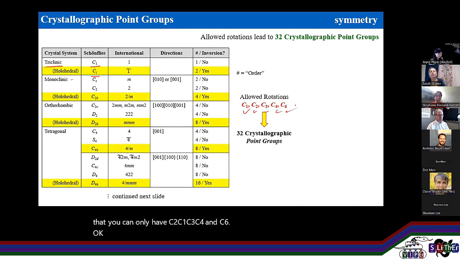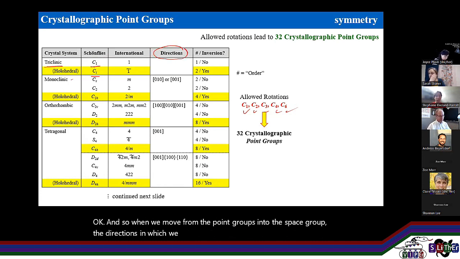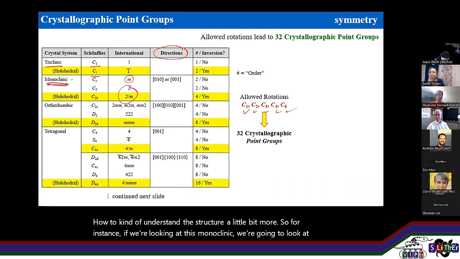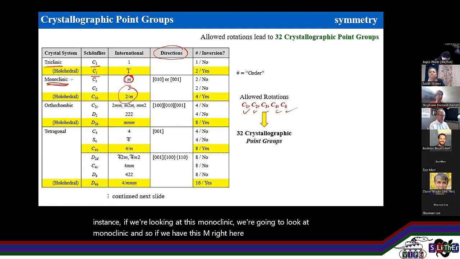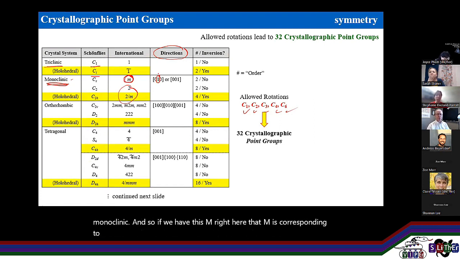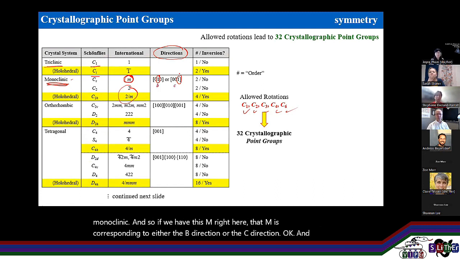Okay. And so when we move from the point groups into the space group, the directions in which we put our symmetry elements will tell us how to understand the structure a little bit more. So for instance, if we're looking at this monoclinic, and we have this M right here, that M corresponds to either the B direction or the C direction, okay? And so B or C direction.